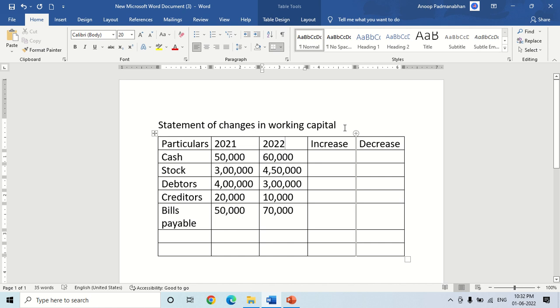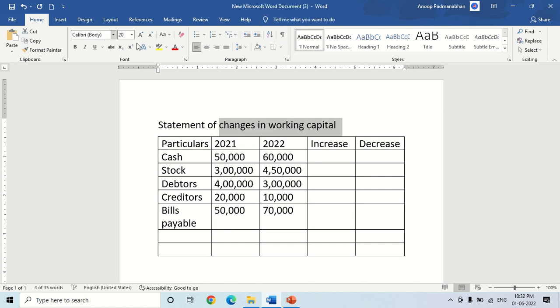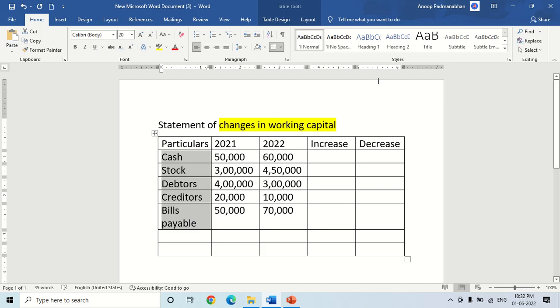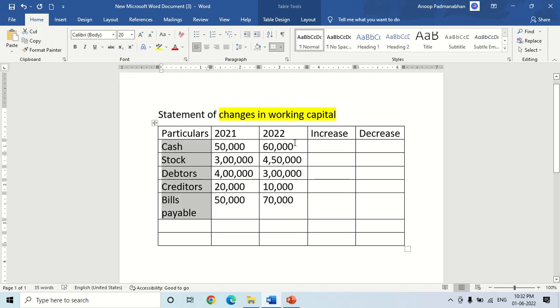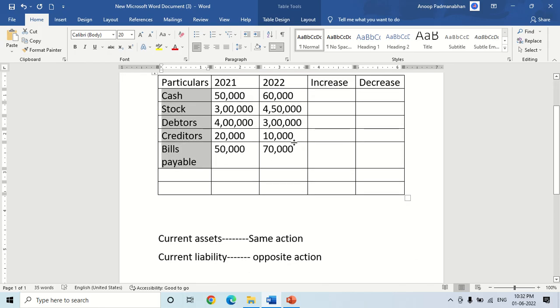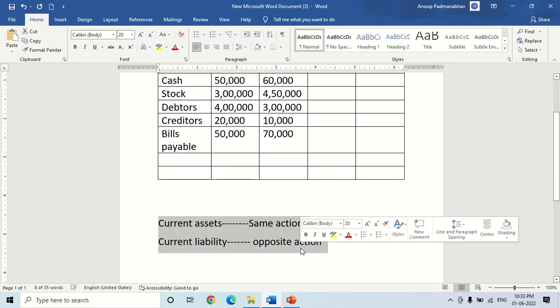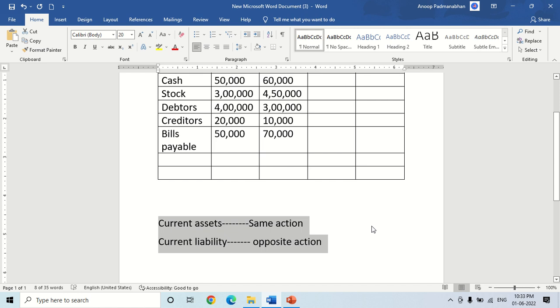In the statement of changes in working capital, the speciality is we will take only the items of current assets and current liabilities. These items will be given in the balance sheet or randomly in the question. From that we will be picking only the current assets and current liabilities. Now, when we prepare the statement, this is very important: current asset has same action and current liability has opposite action.